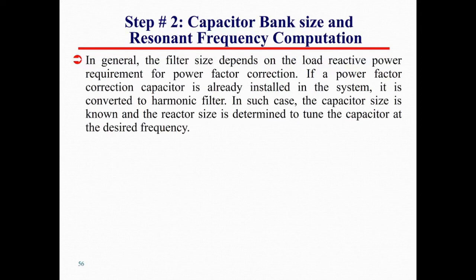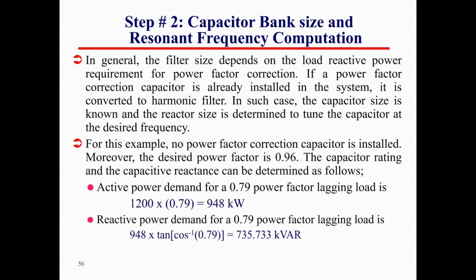Step number 2, capacitor bank size and resonant frequency computation. In general, the filter size depends on the load reactive power requirement for power factor correction. If a power factor correction capacitor is already installed in the system, it is converted to a harmonic filter just by adding inductance. In such a case, the capacitor size is known and the reactor size will be determined to tune the capacitor at the desired frequency.